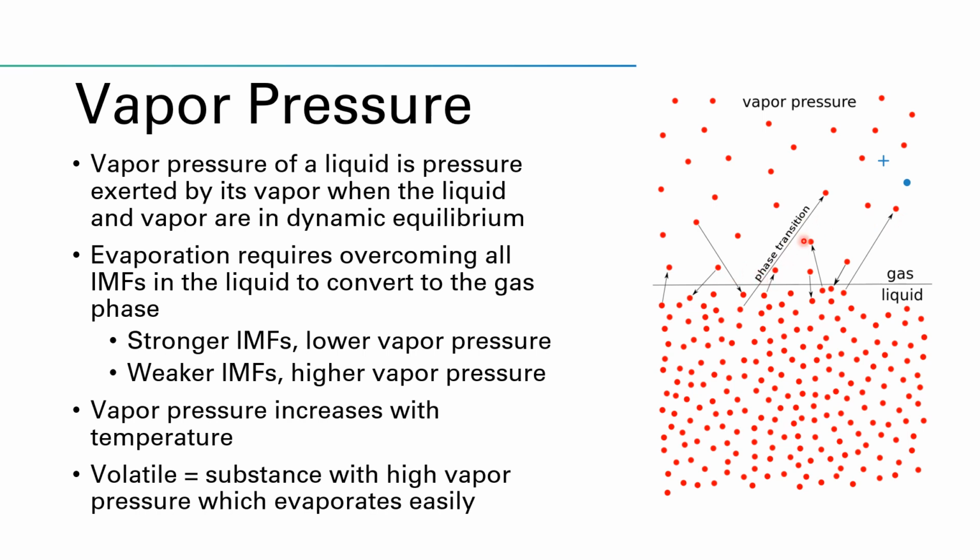So we get the phase transition of some of these liquid particles turning into a gas. Likewise, it is possible for some of these gas phase molecules to turn back into a liquid as they get close to other particles of the substance. The intermolecular forces cause them to condense.